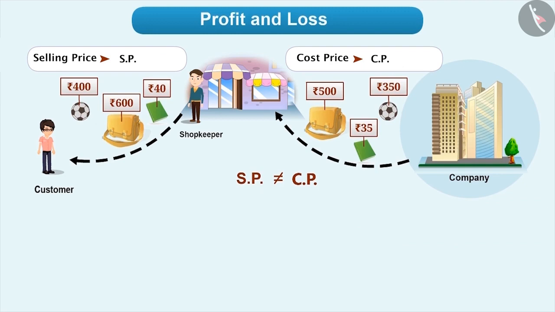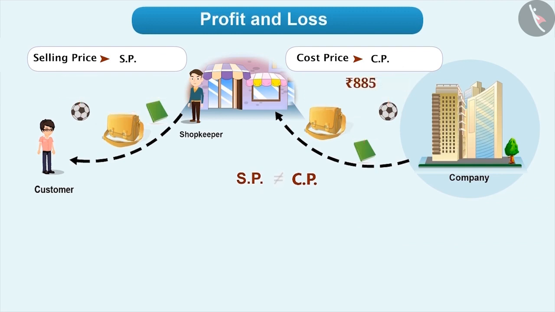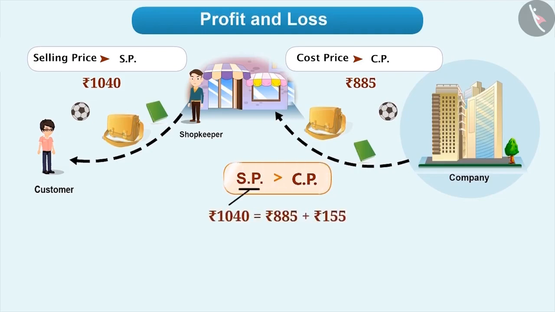That is, he tries to keep the selling price higher than the cost price. If the selling price is higher than the cost price, then the shopkeeper gets his cost price along with some extra money, which we call profit. Therefore, we can say that profit is equal to selling price minus cost price.